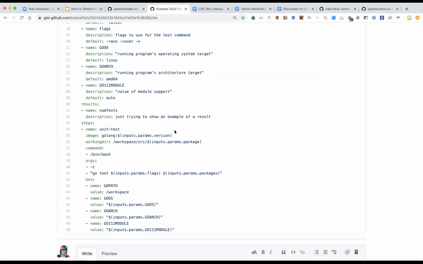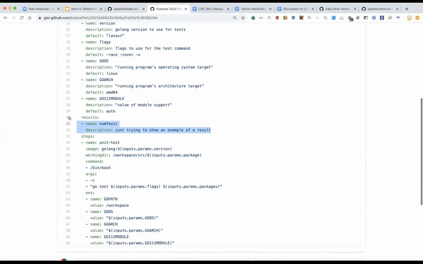This one only has one step. The step runs a Golang image. It runs it in the directory where you put your source, and then it runs Go test. And then this is totally contrived because this thing doesn't actually have any results, but you can declare values that you would actually produce afterwards, which, I don't know, number of tests run, maybe. I'm not sure if that's a great example here, but yeah.